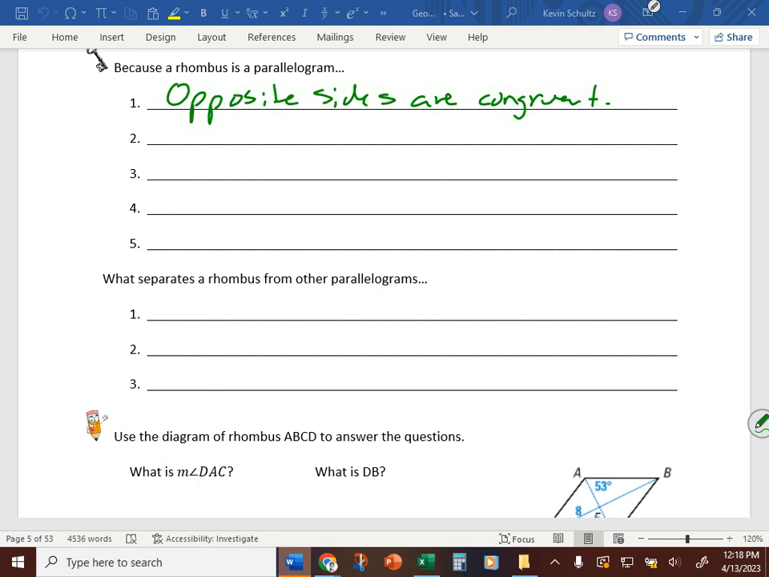Damien. It has 4 sides. That's true for all quadrilaterals. Okay? What? And it's literally on the page right before this one. Like we did it yesterday.